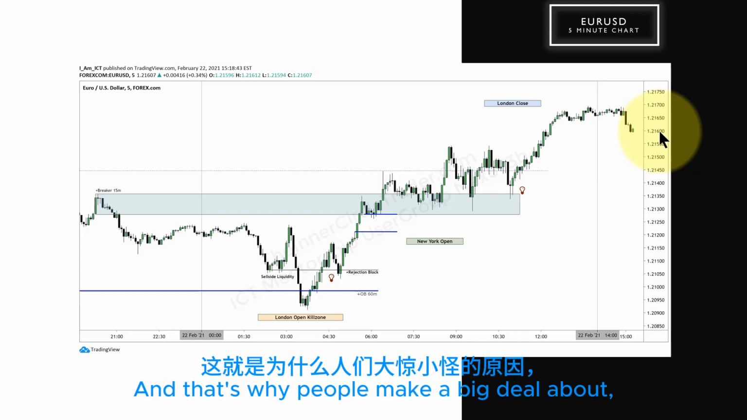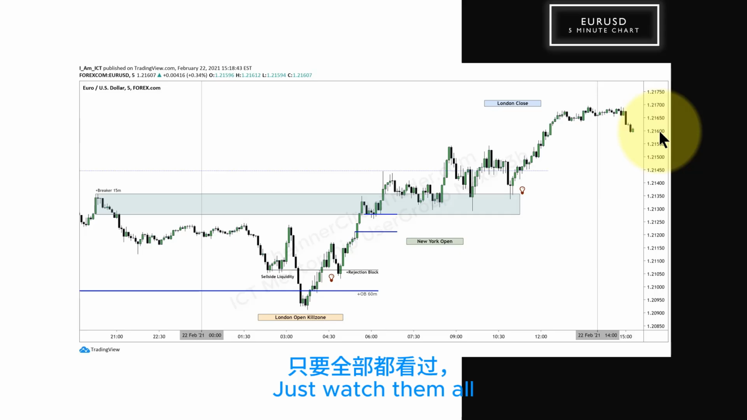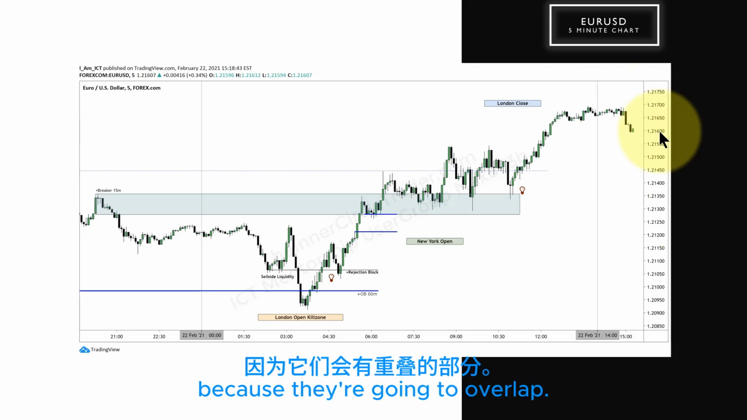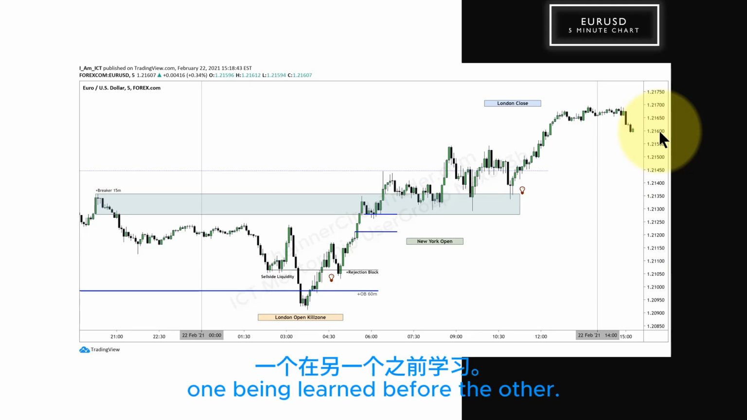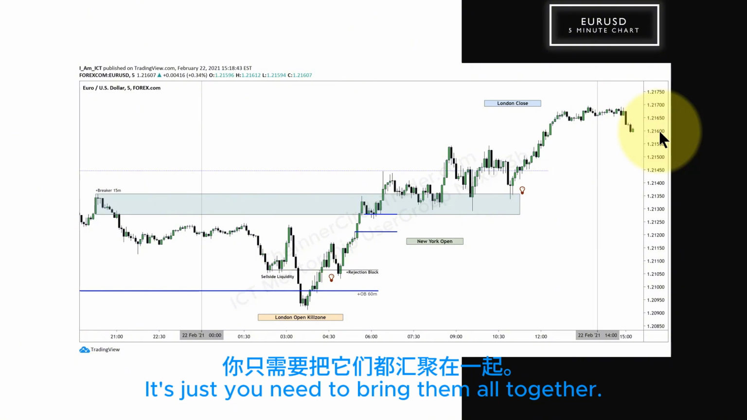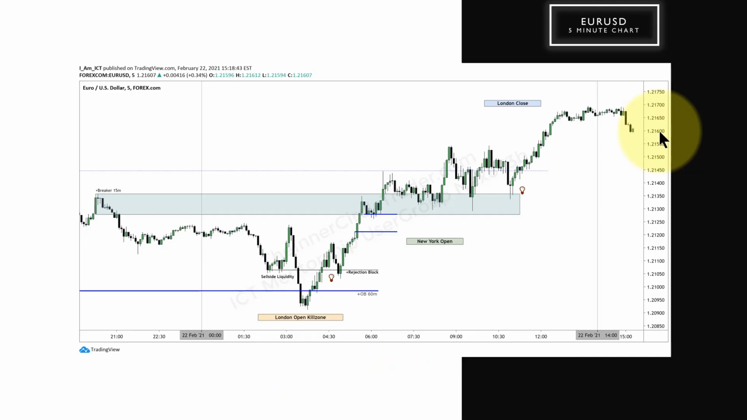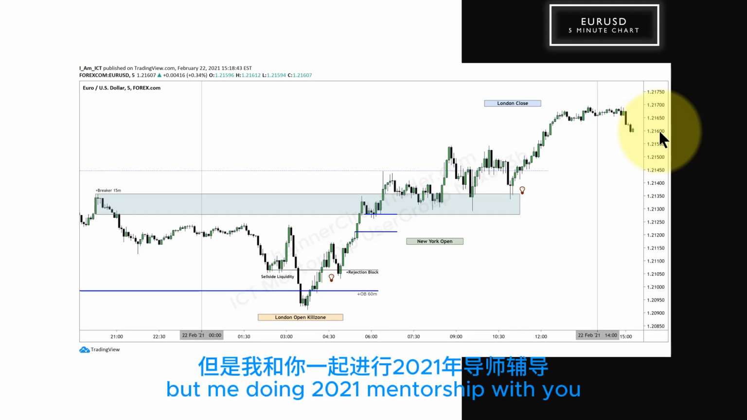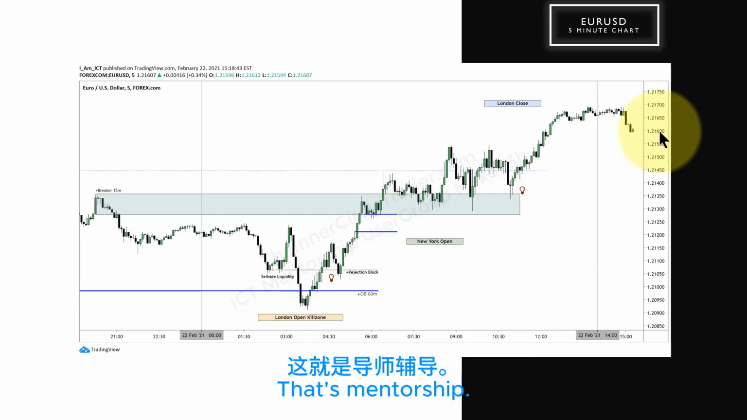And that's why people make a big deal about what order they need to watch my YouTube videos in. Any order, just watch them all, because they're going to overlap. There isn't any advantage to one being learned before the other. You just need to bring them all together. Otherwise, it's just jigsaw puzzle pieces spread out on the table. You have all the pieces, but me doing the 2021 mentorship with you is me bringing those pieces together in the proper context. That's mentorship.